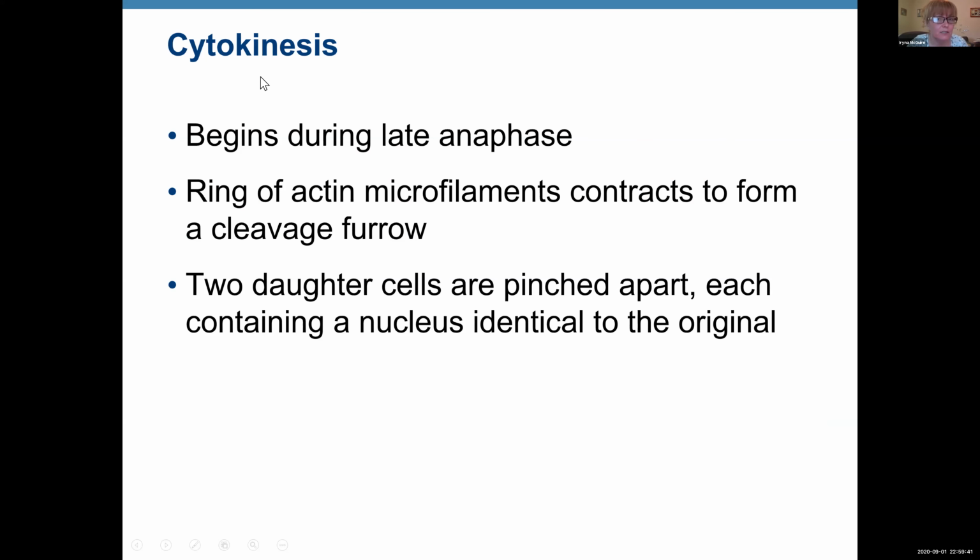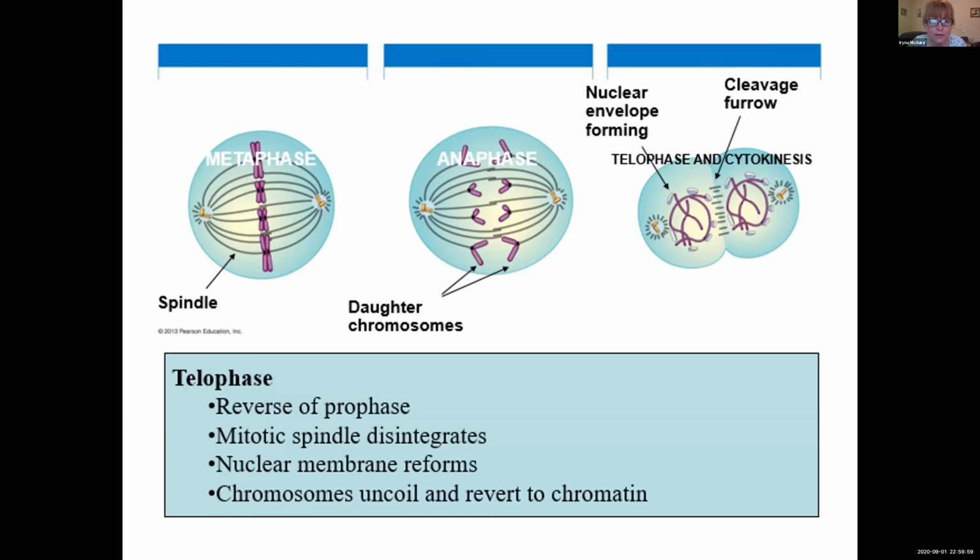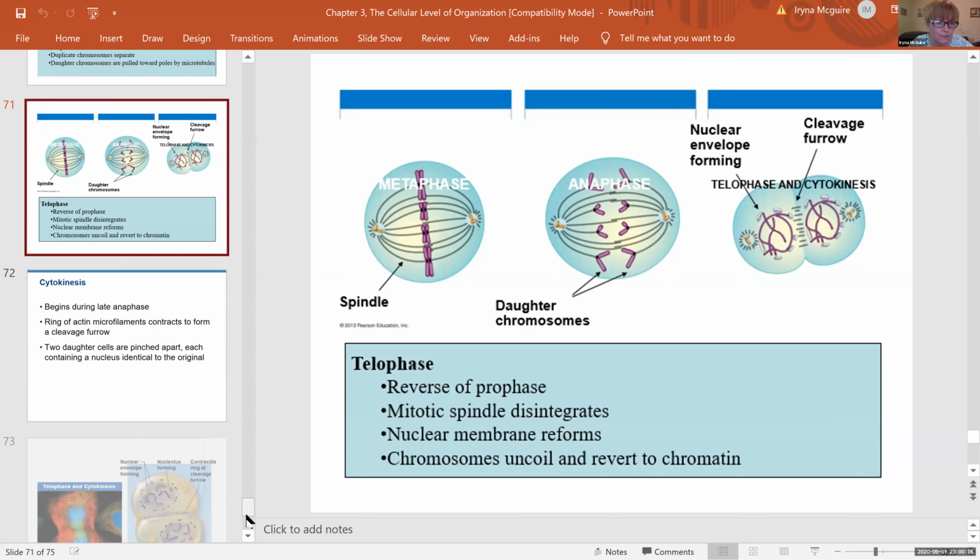Right, and then we have cytokinesis. Cytokinesis begins during late anaphase. A ring of actin microfilaments contracts to form the cleavage furrow, and two daughter cells are pinched apart, each containing a nucleus identical to the original. So we have contractile proteins over here that form this structure, that's called the cleavage furrow. And they contract and allow these two cells to pinch apart. I think that's it. Ah, no, sorry, there is one more.